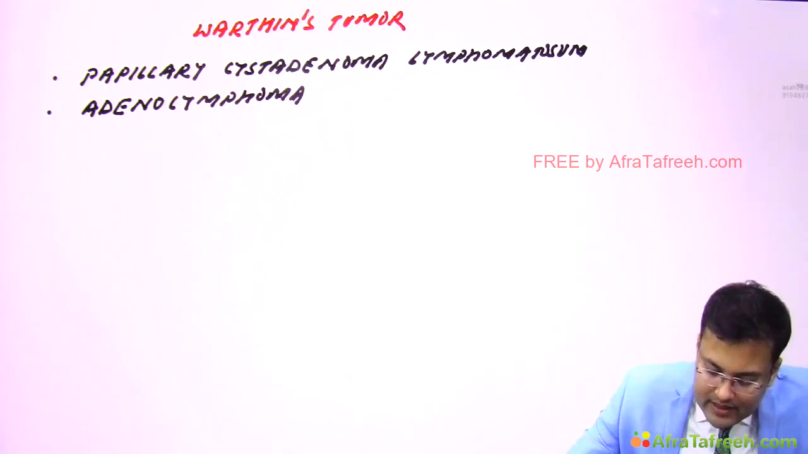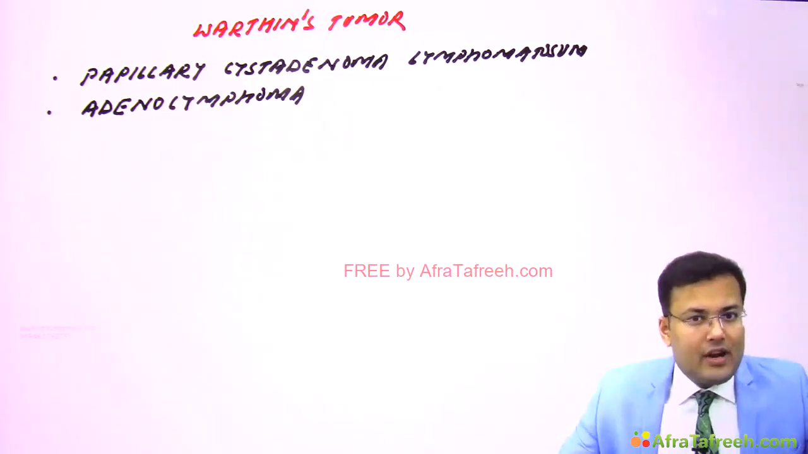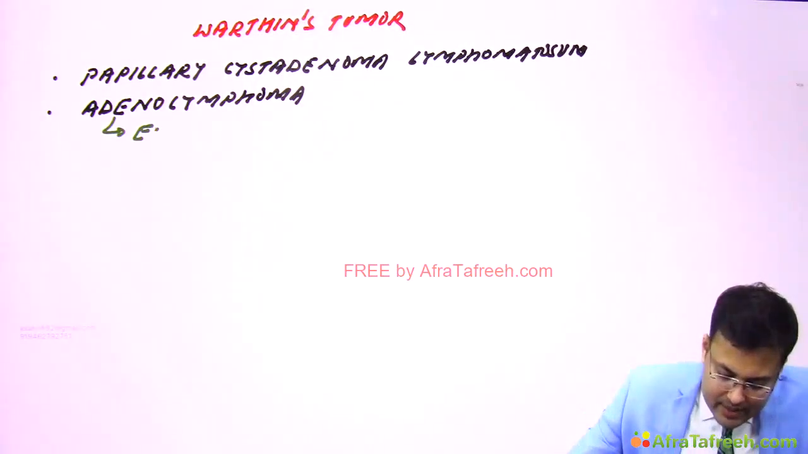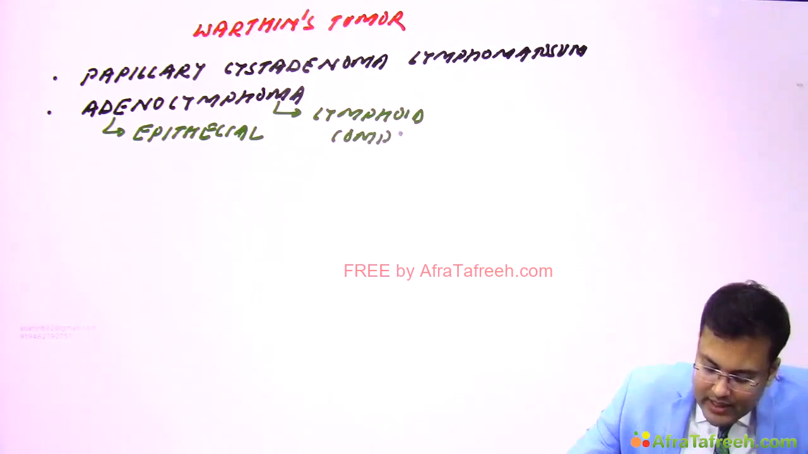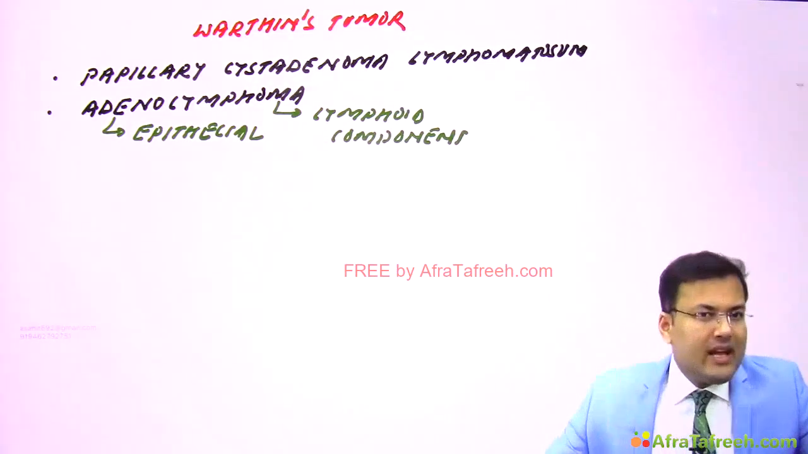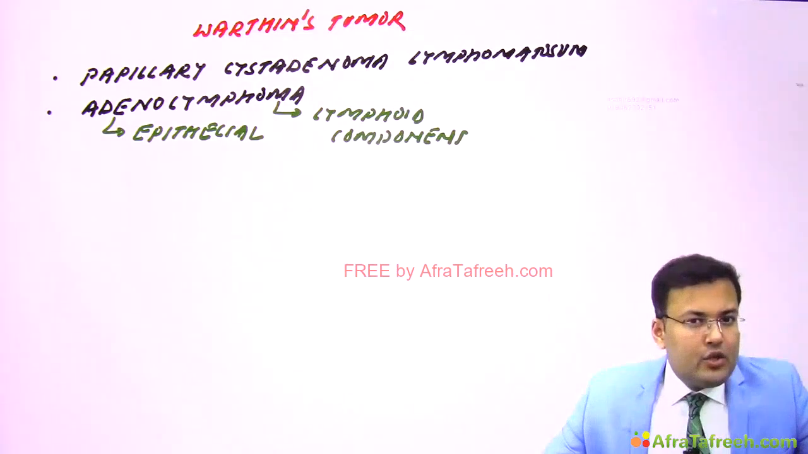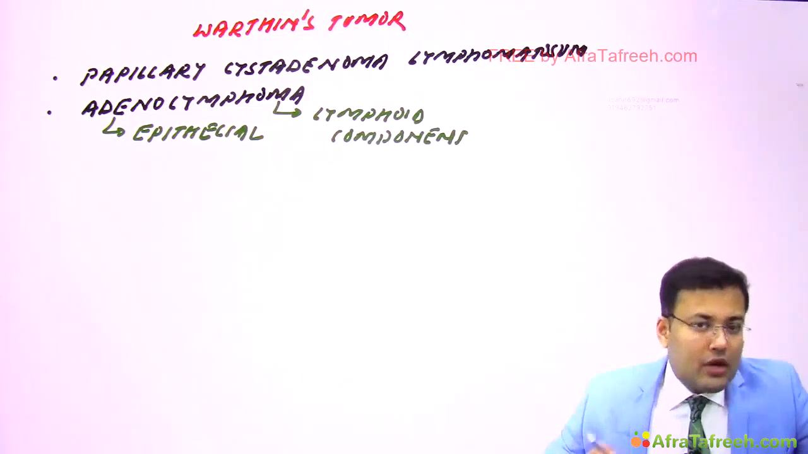Okay, adeno means there is an epithelial component and lymphoma means there is a lymphoid component. Clear? Sometimes the location is not typical, it's typically not seen in the parotid region, and it is said that this tumor is derived from salivary inclusion tissues of lymph node.